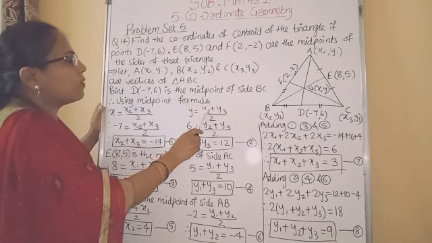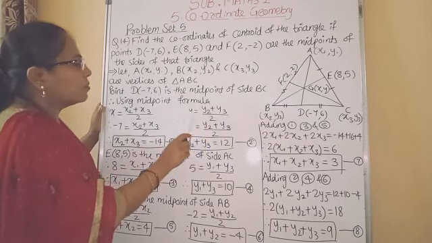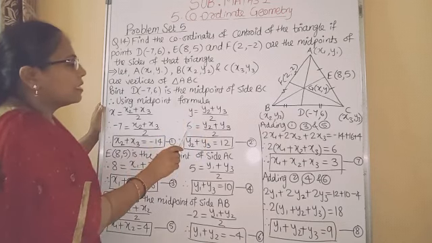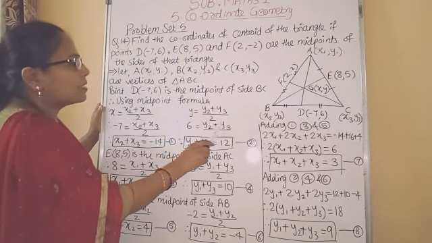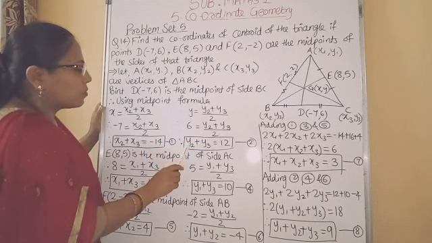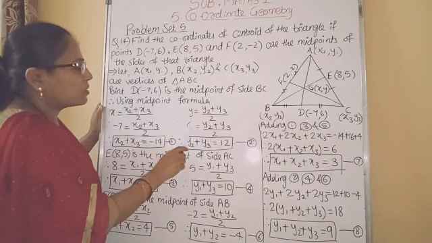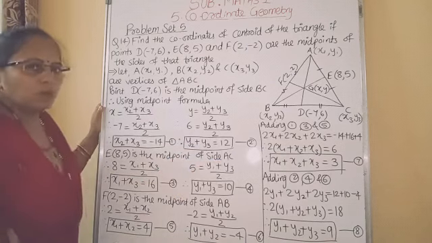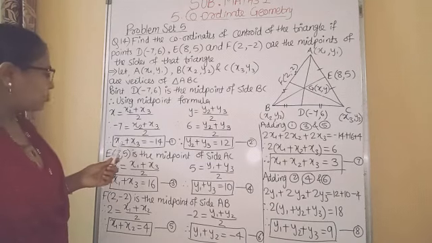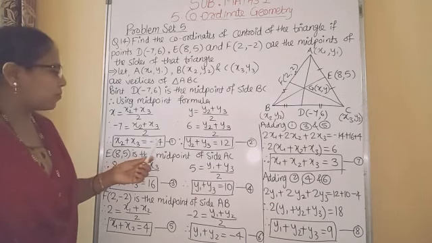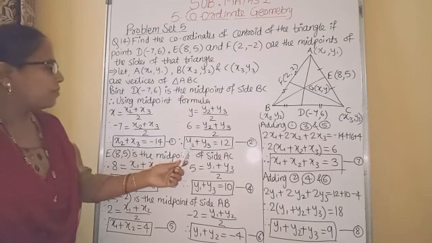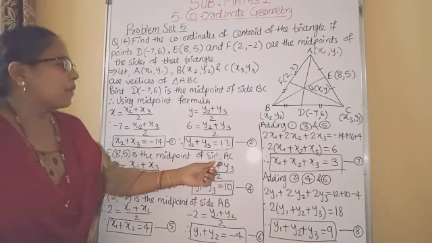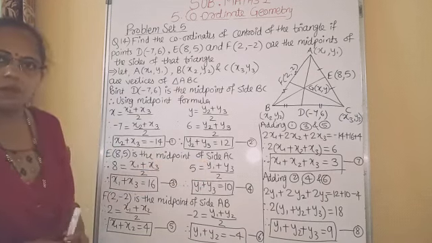Y is equal to (y2 plus y3) upon 2, and the y coordinate is 6. So 6 is equal to (y2 plus y3) upon 2. So y2 plus y3 is equal to 12. This is statement number 2. So this way we got x2 plus x3 equal to -14 as the first equation and y2 plus y3 equal to 12 as the second equation.